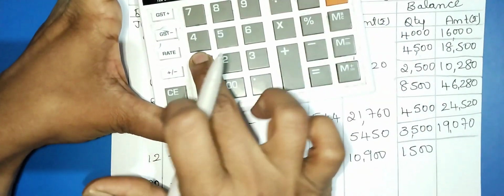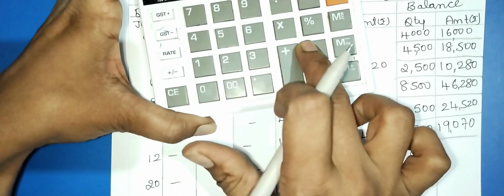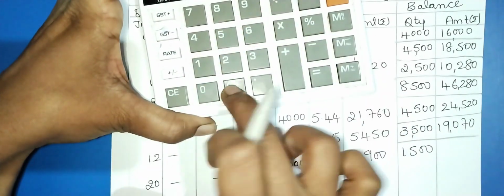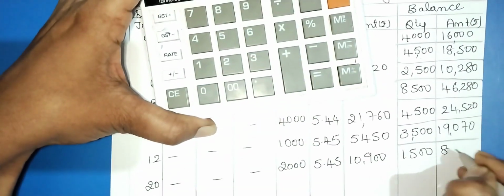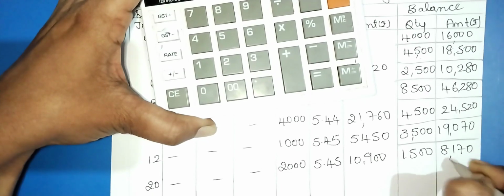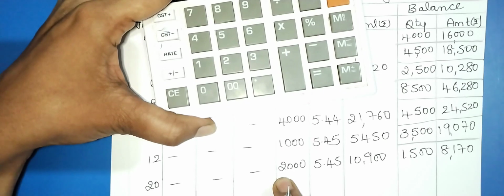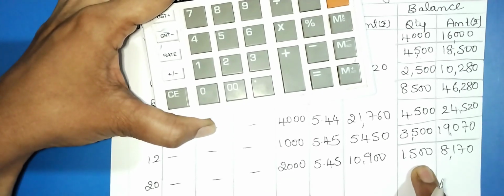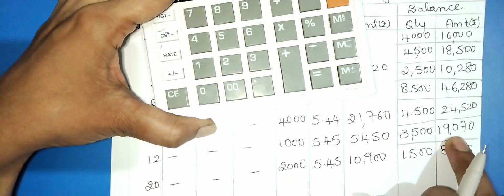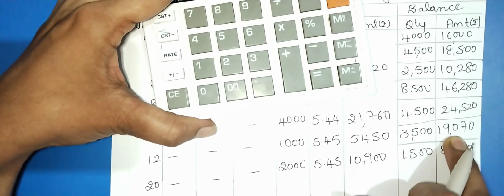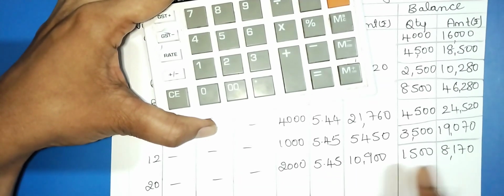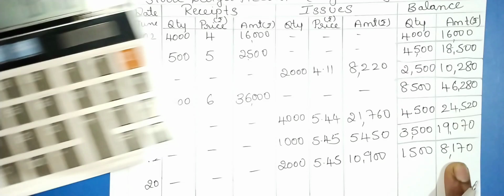Out of 19,070 minus 10,900, it is 8,170. Okay. Out of 3,500 issued 2,000, remaining balance is 1,500. The total cost was 19,070 minus 10,900, balance is 8,170.